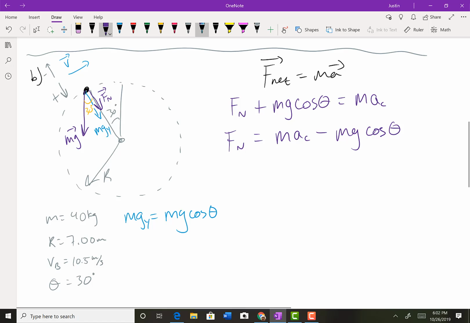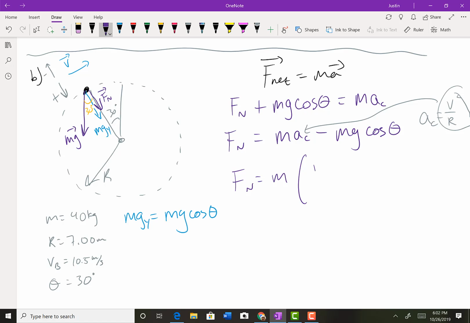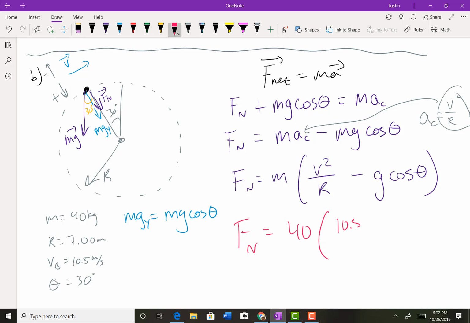I've got an equation, so I'm going to do two things. I'm going to factor out the mass for both of these, and then I'm also going to plug in that ac equals v squared over r, and then I'll be able to calculate. So I've got Fn equals m times v squared over r minus g cosine theta. Plugging in now, Fn equals 40 kilograms multiplied by the speed, 10.5 this time, squared, divided by the radius, which is still 7, minus 10 cosine 30.